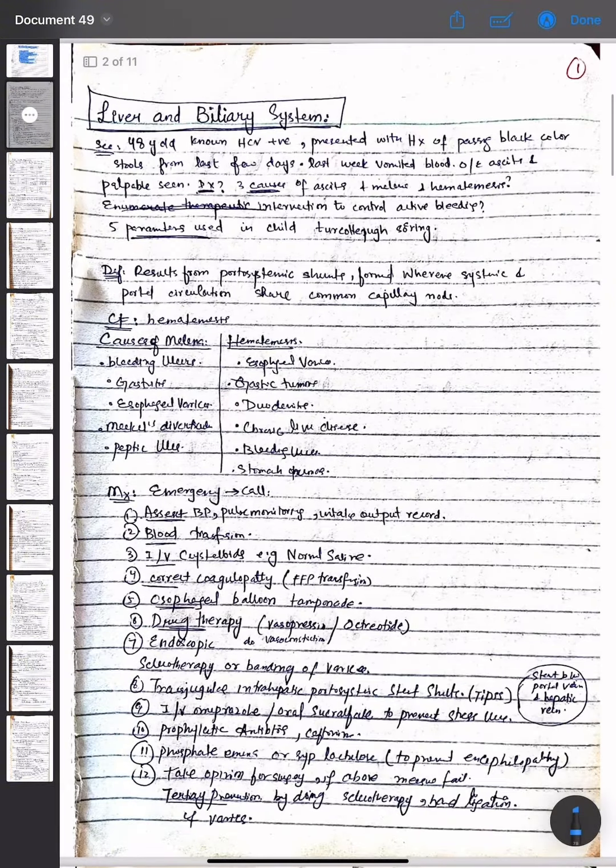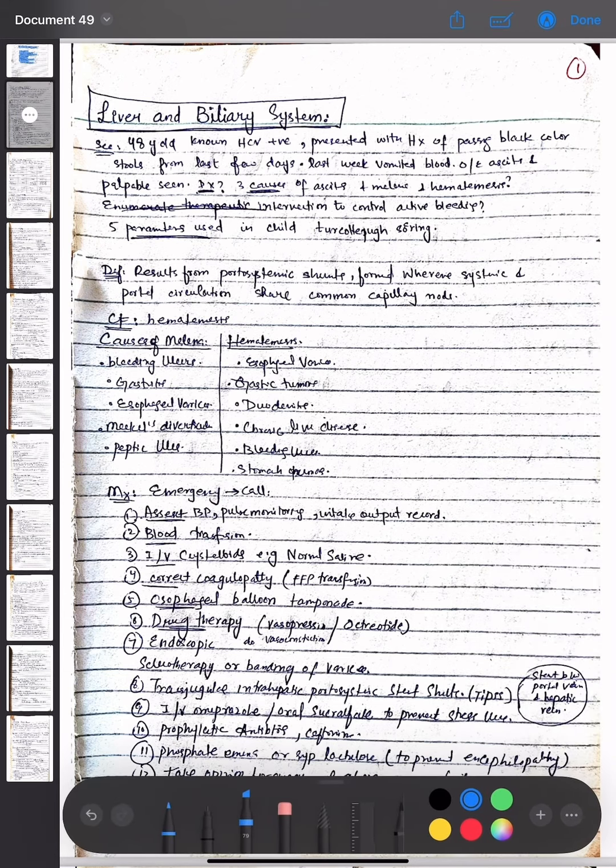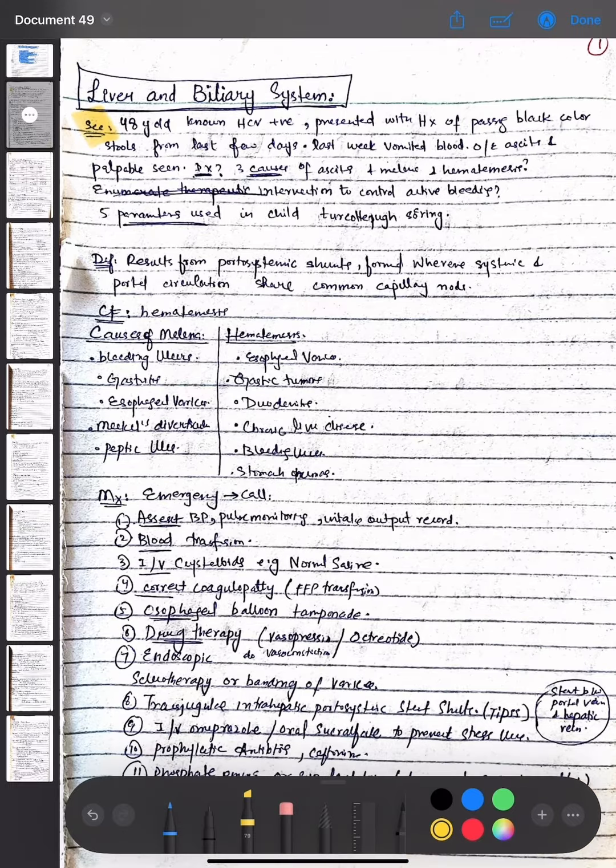Here we have a scenario: a 48-year-old HCV positive patient presented with a history of passing black colored stools for the last few days. Last week he vomited blood. On examination, ascites and a palpable spleen are present. So what is the diagnosis?